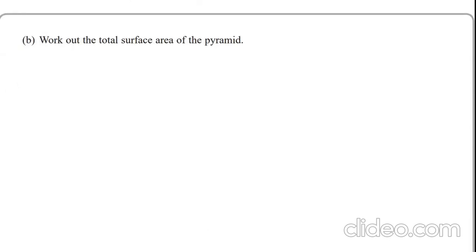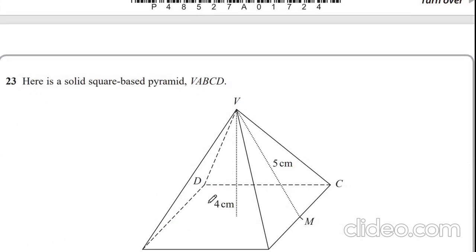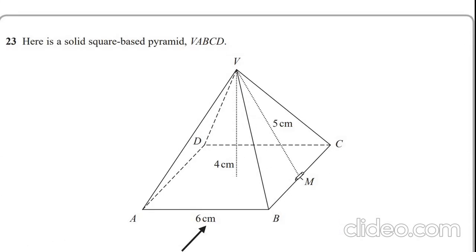Next, work out the total surface area of the pyramid. So there are 4 triangular surfaces and 1 square base. So we need to calculate the area of 1 triangular face and multiply it by 4 and then add the area of the square base. The height of the triangle is 5 and the base is 6 since it's a square base.